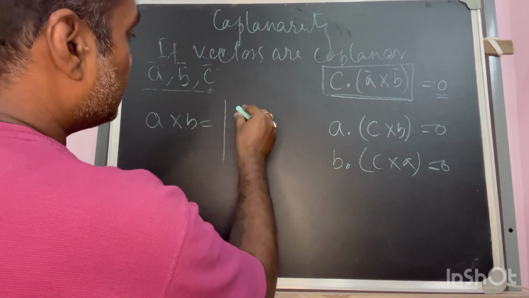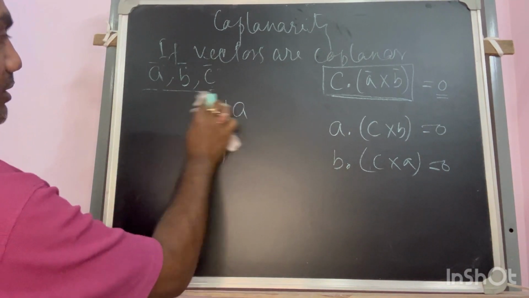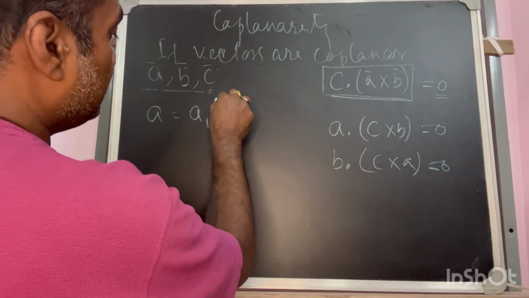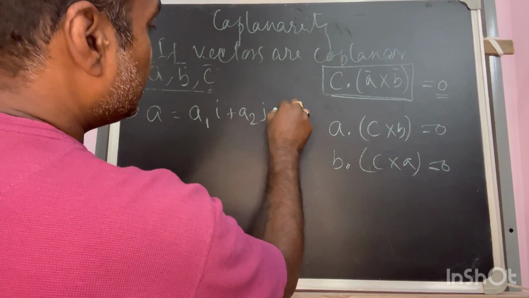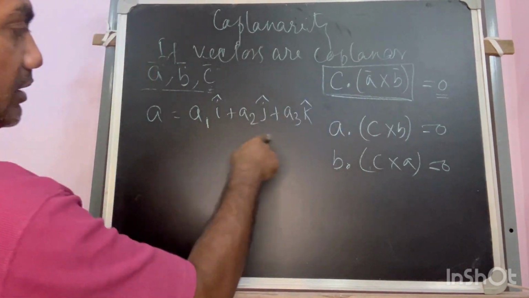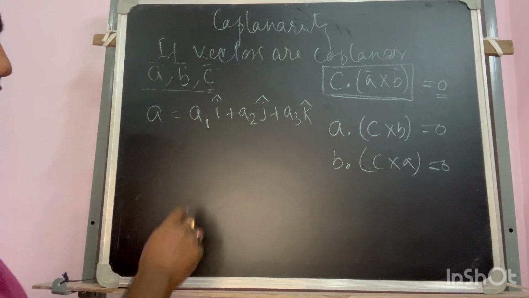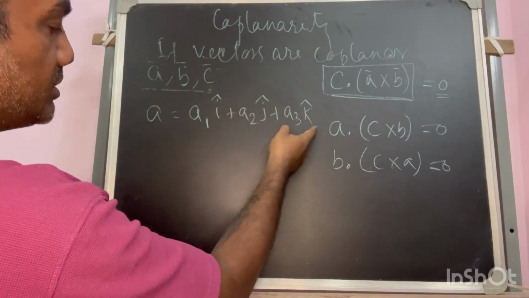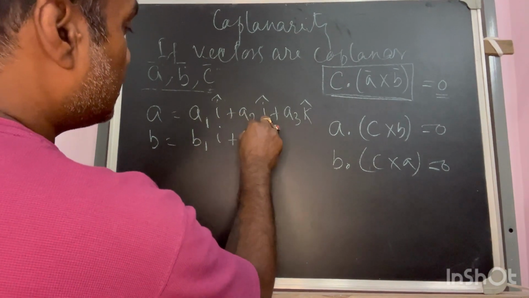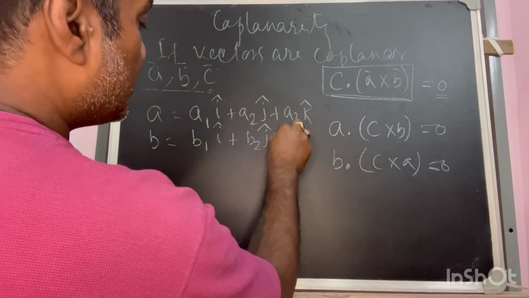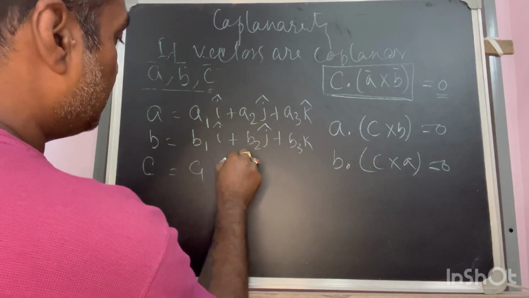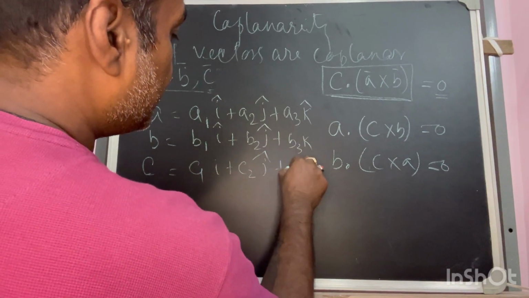A cross B, if A is being represented by A1I, A2J, A3K, there are three components in the Cartesian plane. If I represent the vector A like that, these are the components in the X, Y, and Z directions, and all together it is A. Similarly, B can be represented as B1I, B2J and B3K, and C can be represented as C1I, C2J and C3K.